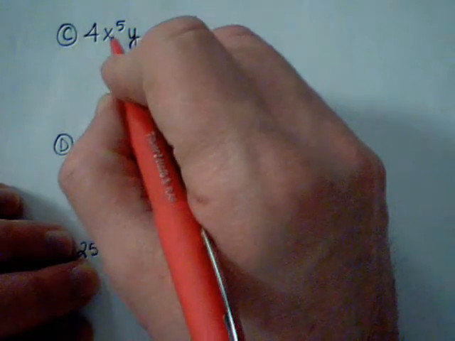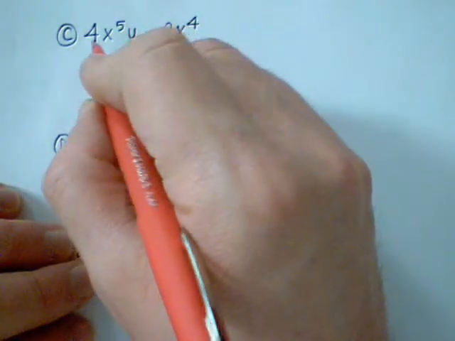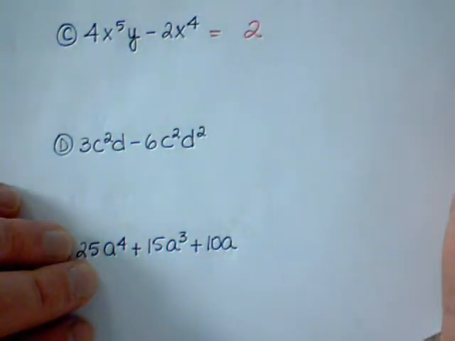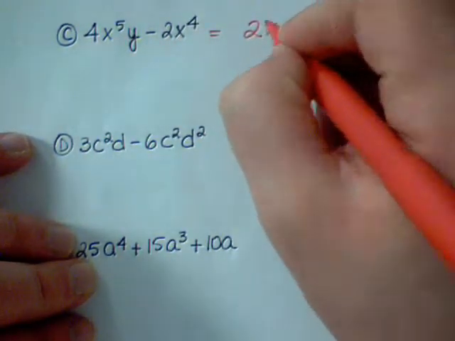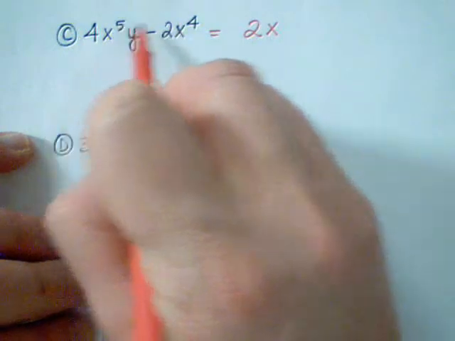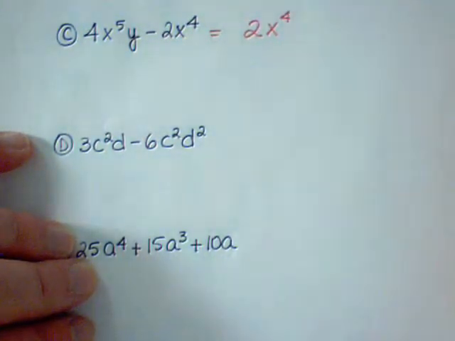Here I have 4x to the 5th, y minus 2x to the 4th. What number goes into 4 and 2? The answer is 2. Can I factor out an x? You bet. I can factor out 4 x's. Right? So you always look for the smallest exponent. In this case it's 4. So that tells you that you can factor out 4 x's.